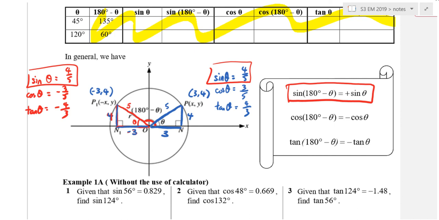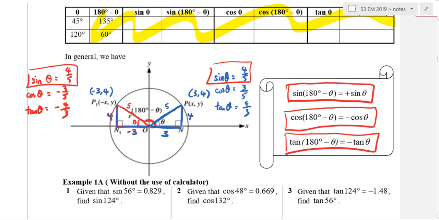Now the third one is also the same thing. If I have tangent theta is 4/3, the tangent theta over here is negative as well. So we say that over here there's a negative sign. Question? Because this angle here is 180 minus theta. Yes, I will show it to you.